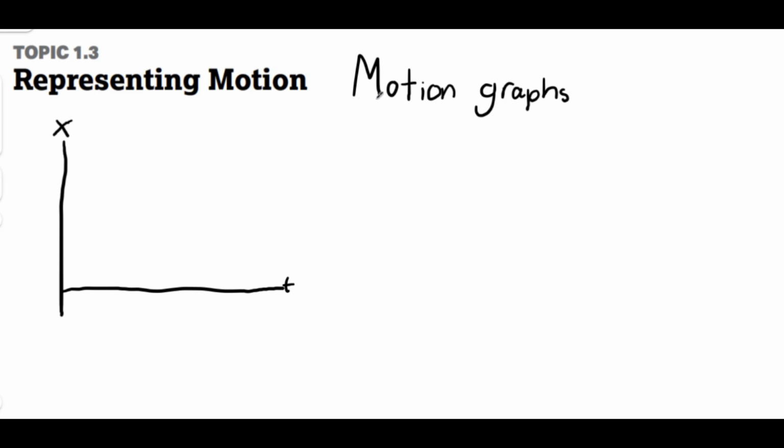But today, what we're going to focus on is motion graphs. So one of the ways we can represent motion is by actually graphing out the quantities we talked about last time. So I'm going to give you a narrative description of some motion, and then we're going to make a graph about it. So let's say you get out of your car.